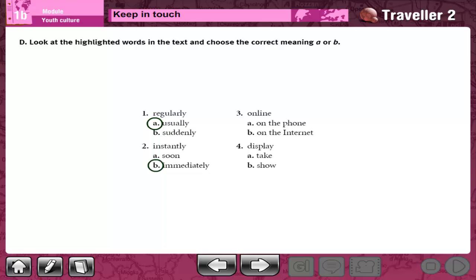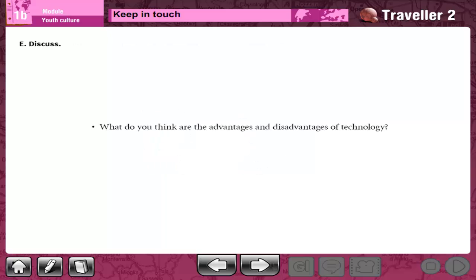Look at number 3. When I say online, do I mean on the phone or on the internet? Of course, online means on the internet. Look at display. Display means take or show. Of course, show. And these are the words.